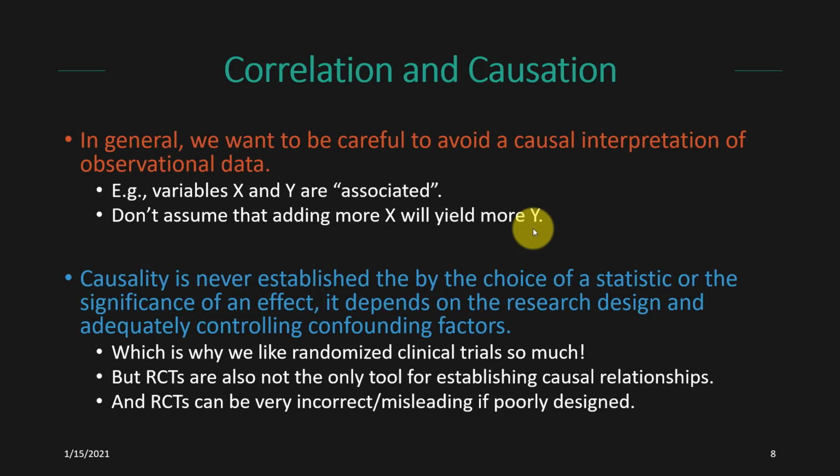great tool for establishing causality when all the assumptions are held and all bias is reduced, but they can also be very incorrect or misleading if they're poorly designed. So we shouldn't just trust something simply because it's a randomized controlled trial. We have to ask, was it a good randomized controlled trial? And then we can get an association between, for instance, the administration of a drug and an outcome, and we can really say robustly, well, administering that drug caused the change in the clinical outcome.